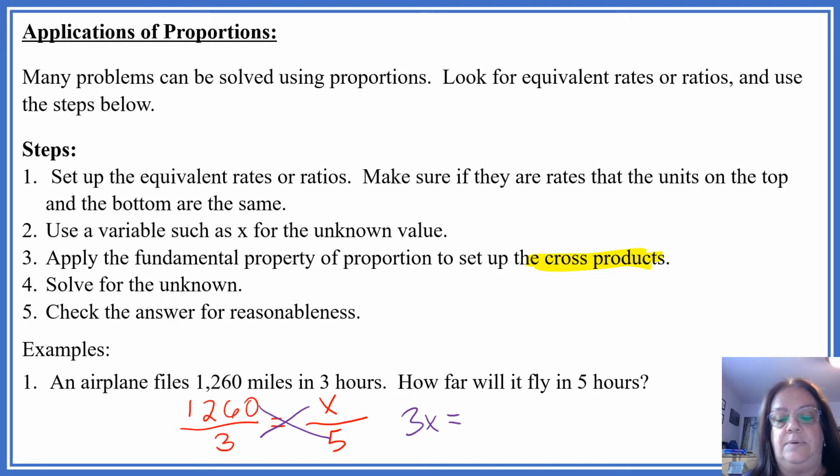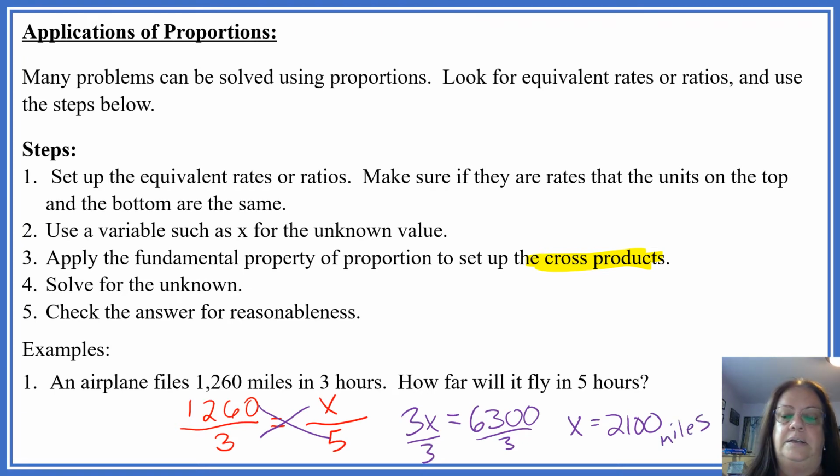And we get 6,300. Now we're going to have to divide that by the 3, which is the coefficient of the x. Divide by 3, I get 2,100. So x is 2,100 miles, is my answer.